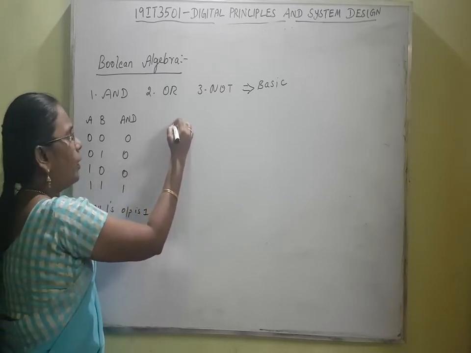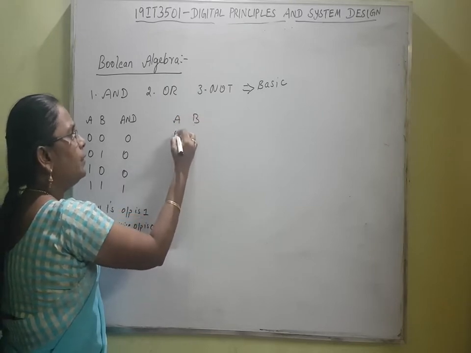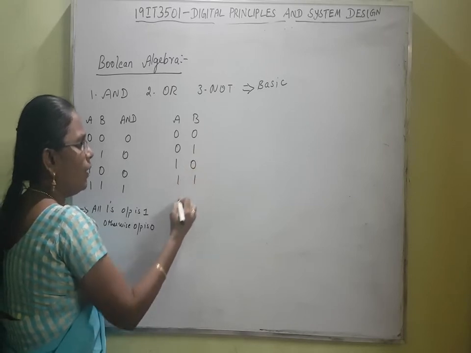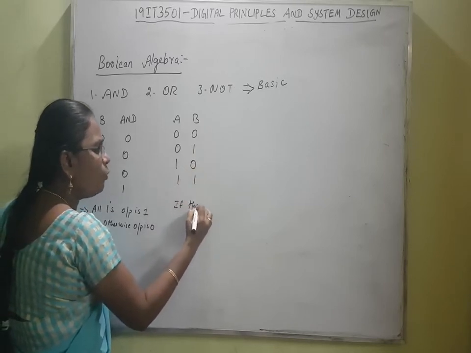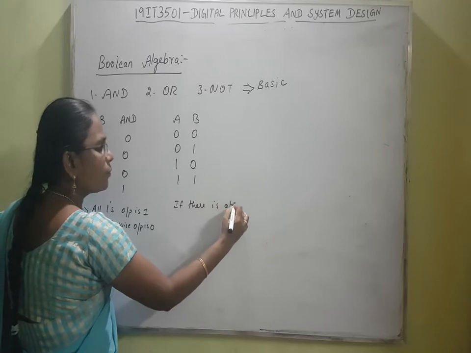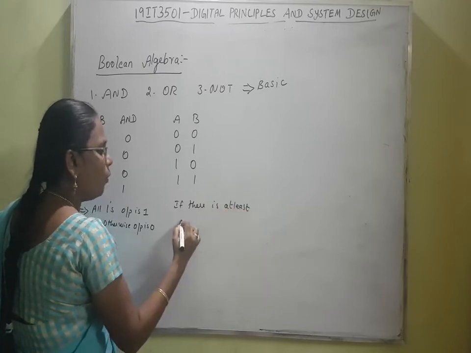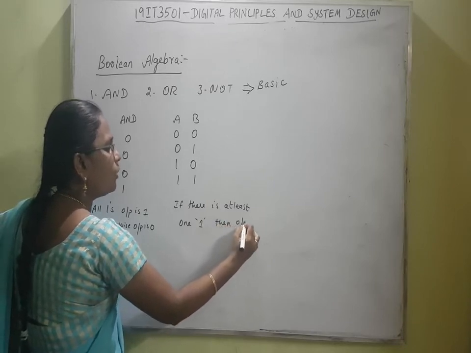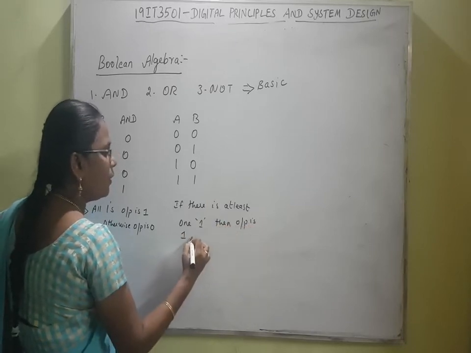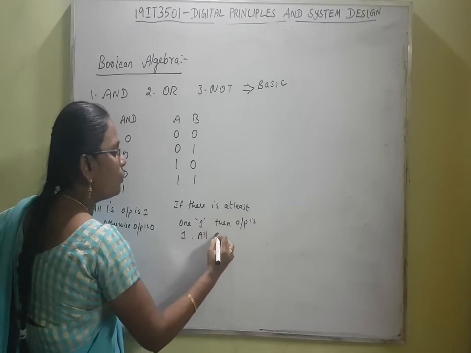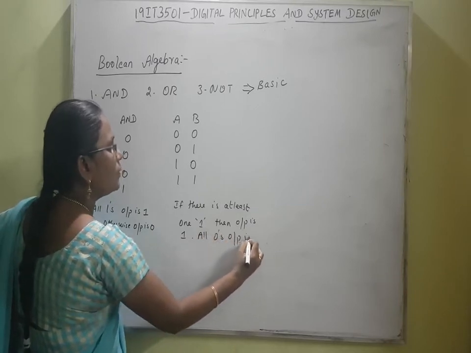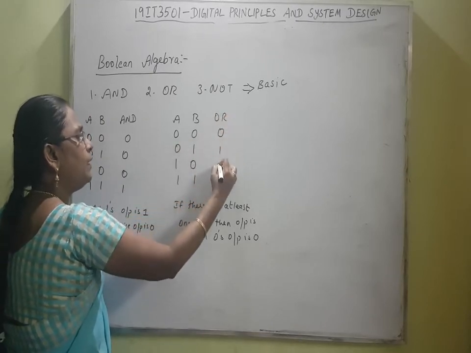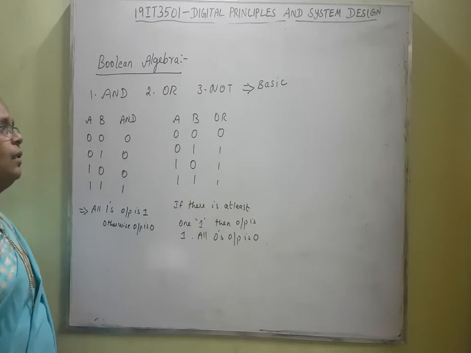The next one is an OR operation. A, B, 0 0, 0 1, 1 0, 1 1. Now if there is at least one 1, then output is 1. All zeros, output is 0. This is an OR gate. So in an OR gate, only this is 0, everything else is a 1.